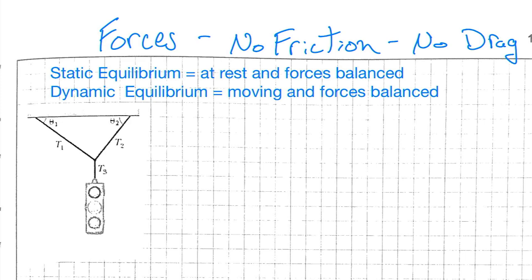So in this first example, let's apply Newton's second law to the traffic light that's hanging here. We'll need to define a few things first, like a coordinate system. I'm going to use a standard coordinate system where we have plus x to the right and plus y going up.